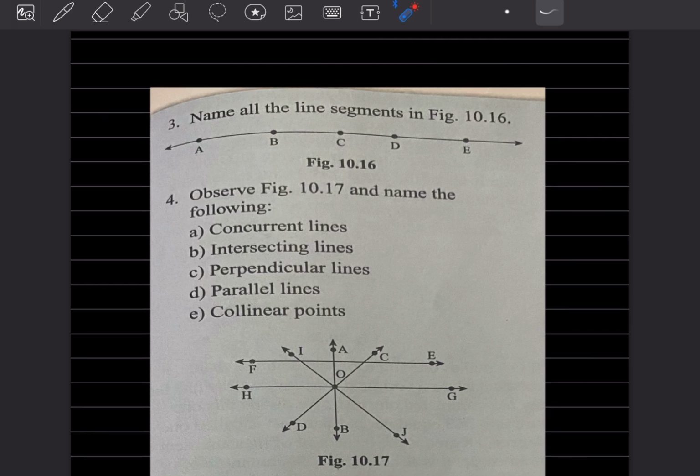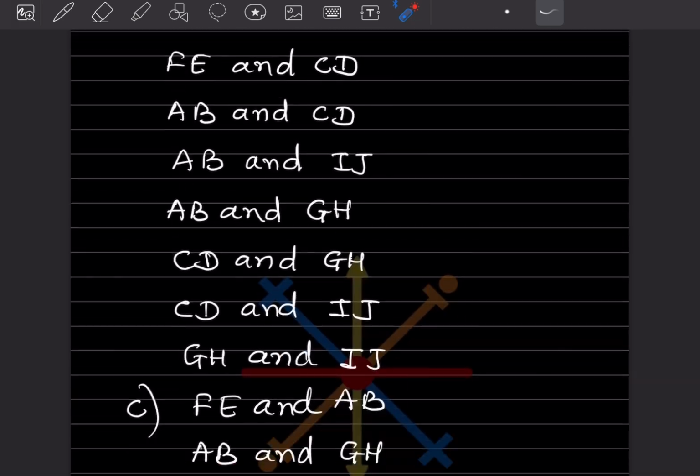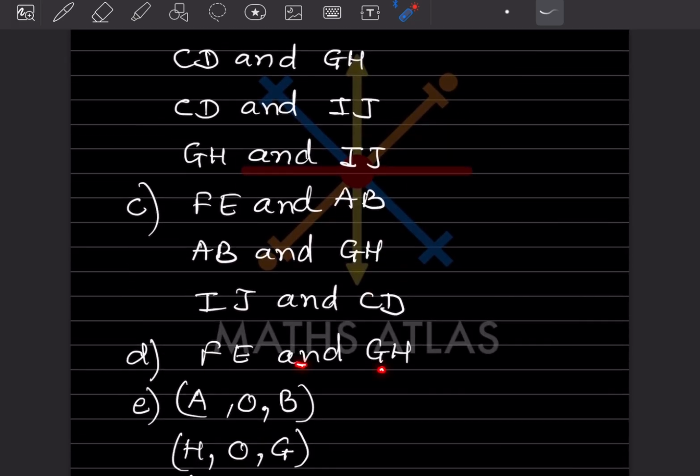Now for the parallel lines. Parallel lines means two lines that do not intersect each other. Two lines are there, but they are not intersecting each other. So it can be like this. These are the parallel lines that do not intersect each other. Means this one, FE and HG, that will be HG or GH. Both can be the same.